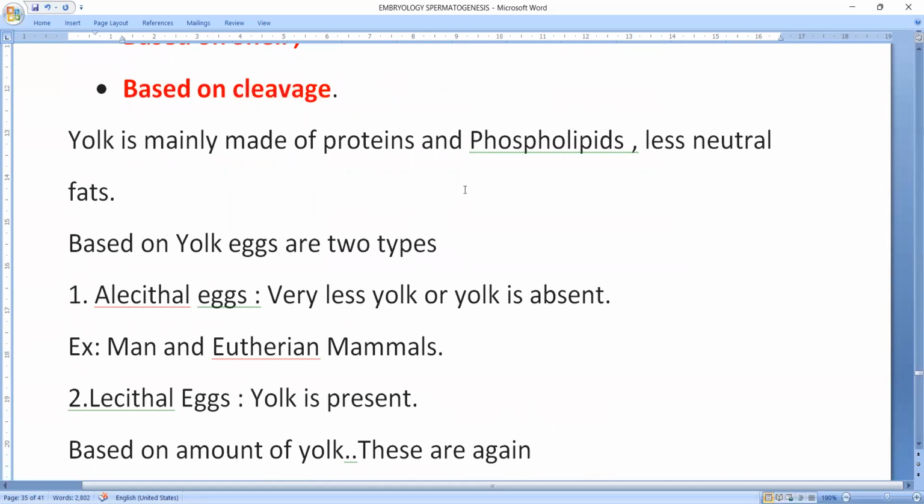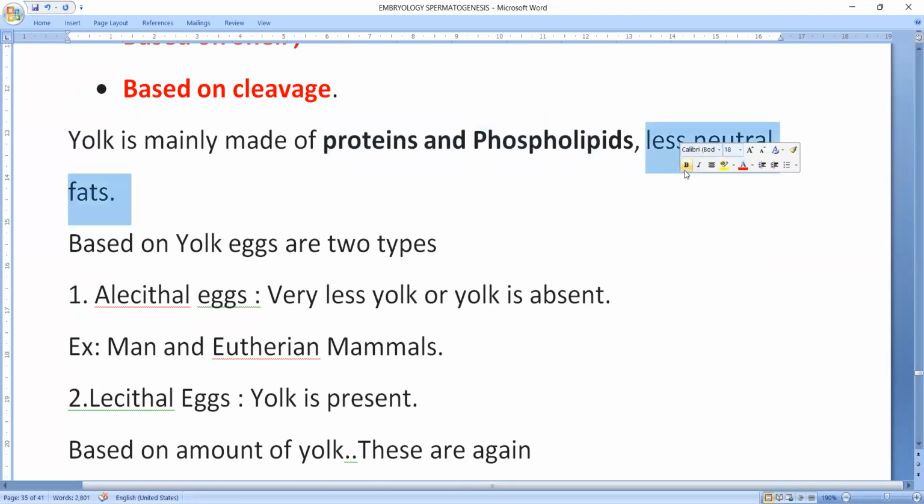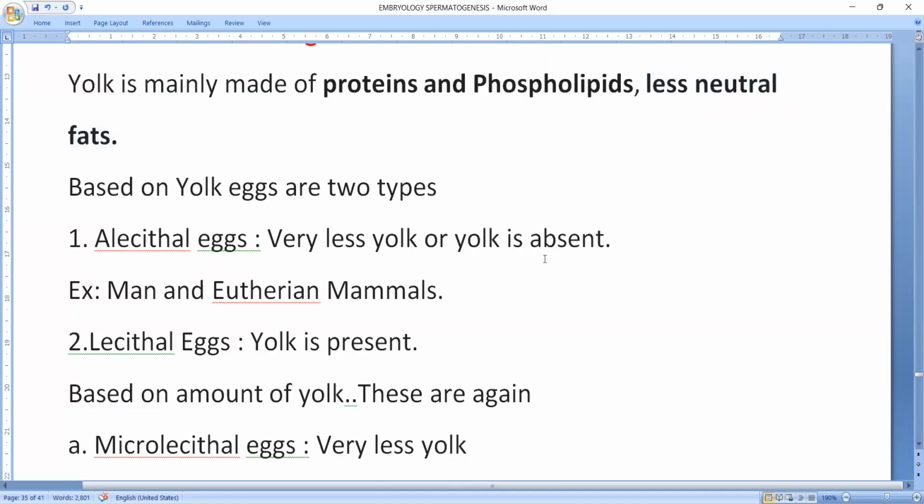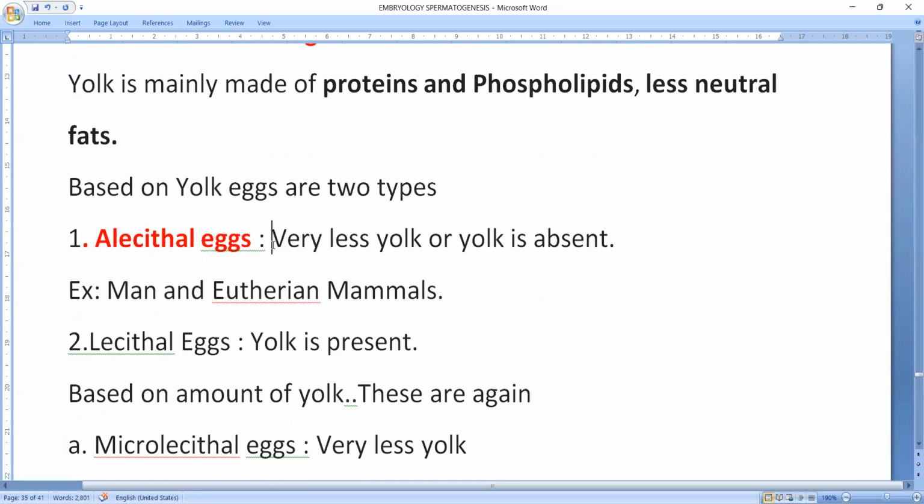Okay, yolk is nothing but the nutrient substance, that is formed during the vitellogenesis of the oogenesis. Okay, so it is mainly made up of proteins, phospholipids, and some neutral fats are also present in small quantity. So based on the yolk, eggs are of two types. One is alecithal eggs. Okay, so which means the yolk is very less or it may be absent.